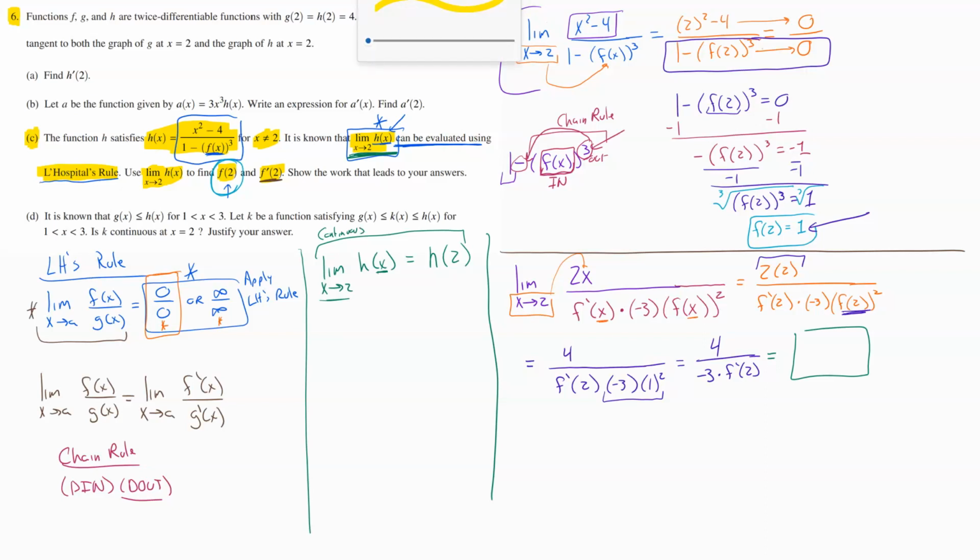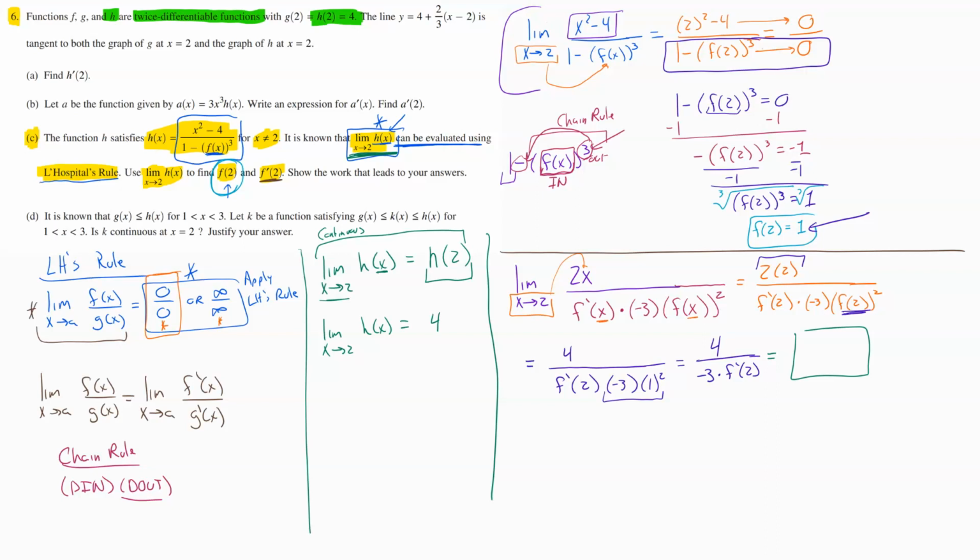Well, if you look back at the original language of the problem, it tells us that these are twice differentiable functions, right? And so if it's differentiable, it has to be continuous. And since it's continuous, I know that the limit and the function value, the dot on the graph, have to equal the same thing. So I know h of 2 equals 4. So I know that the limit as x approaches 2 of h of x has to equal 4. And that was where we started.